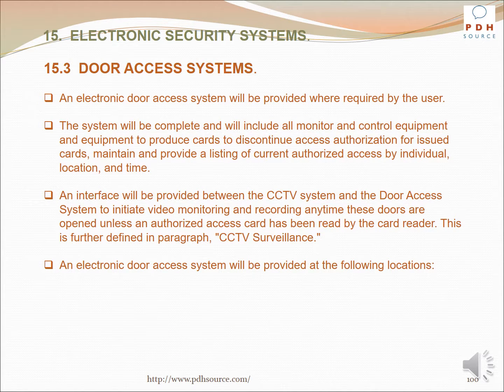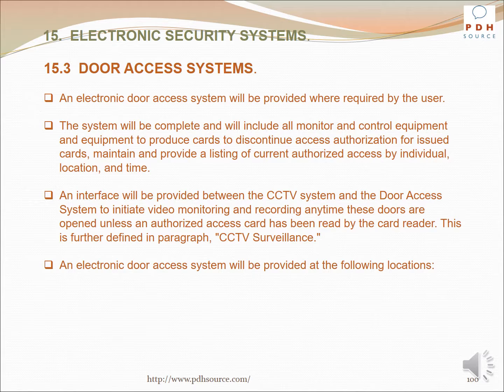For the door access systems, an electronic door access system will be provided where required by the user. The system will be complete and will include all monitor and control equipment and equipment to produce cards and to discontinue access authorization for issued cards. Maintain and provide a listing of current authorized access by individual location and time. An interface will be provided between the CCTV system and the door access system to initiate video monitoring and recording anytime these doors are opened unless an authorized access card has been read by the card reader.